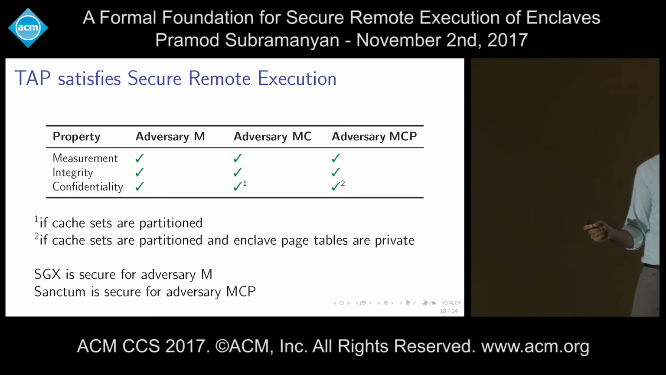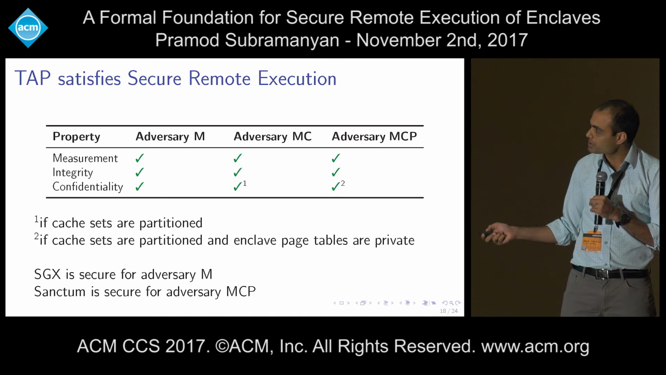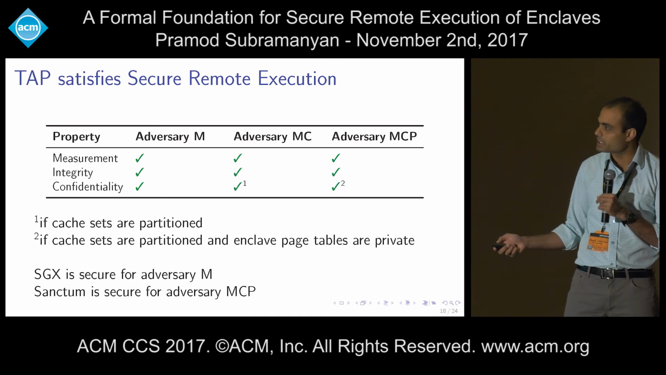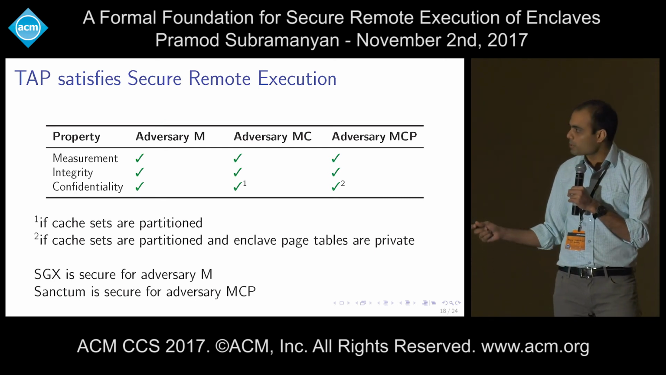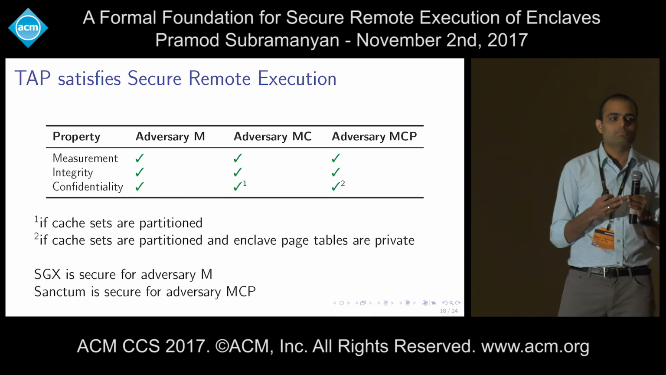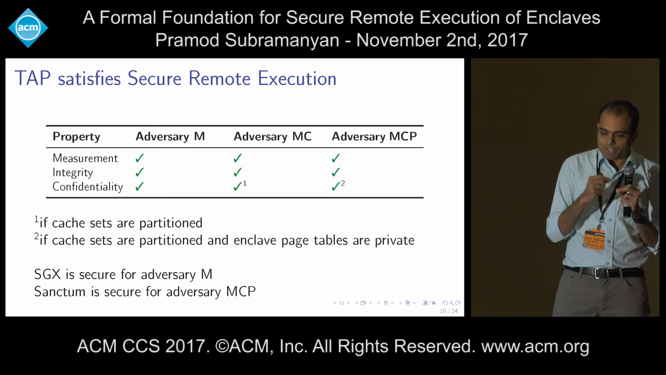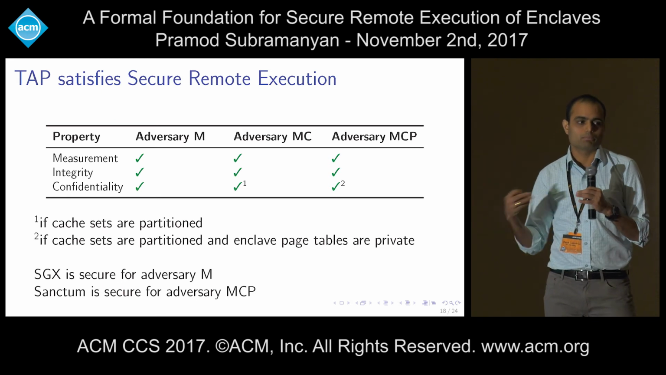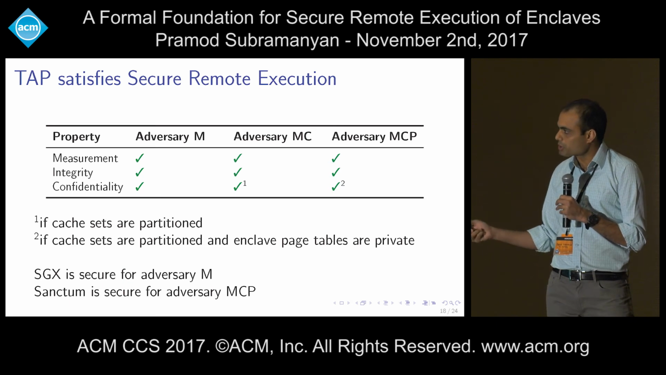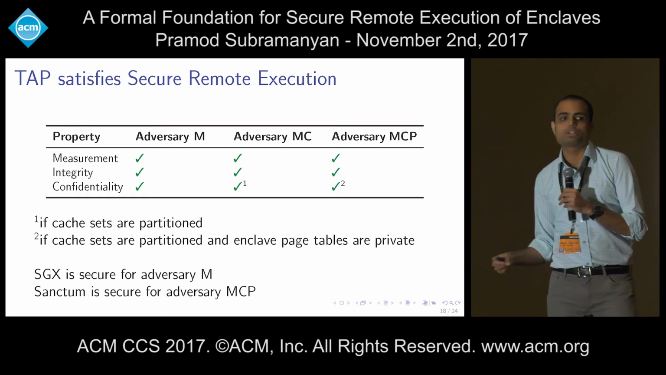So we have some machine-checked theorems showing that the TAP satisfies this notion of secure remote execution. In particular, it satisfies the measurement and integrity properties unconditionally. Things get a little more interesting with confidentiality. We can show that for adversary MC, the TAP provides confidentiality if cache sets are partitioned. So what this means is that if an enclave's memory is never cached in the same set as adversary memory, then confidentiality is provided, because then you never learn about what an enclave is doing through your own cache access. And finally, for adversary MCP, you need this condition about cache sets being partitioned, but you also need to make sure that enclave page tables are private.